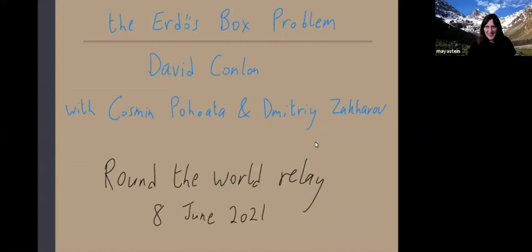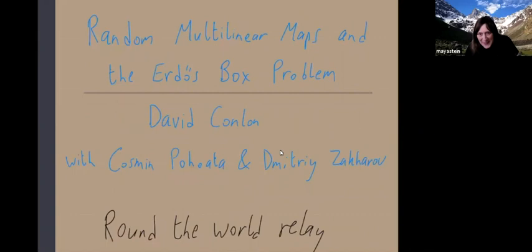Okay, so welcome to Chile, and we have David Conlon from Caltech, who is going to talk about random multilinear maps and the Erdős box problem.